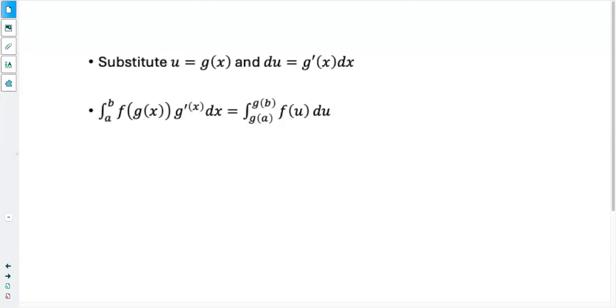So we'll be doing our u substitutions where if we substitute u for g of x and du as g prime x dx, we can say our integral from a to b of f of g of x times g prime of x dx is equal to our integral from g of a to g of b of f of u du.